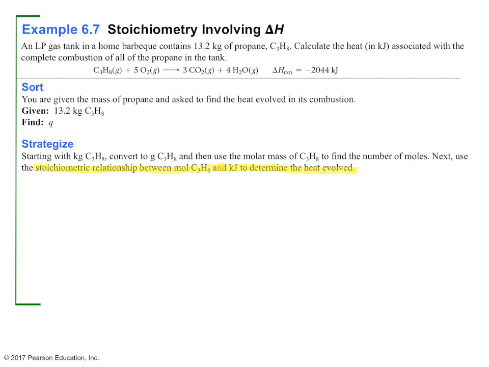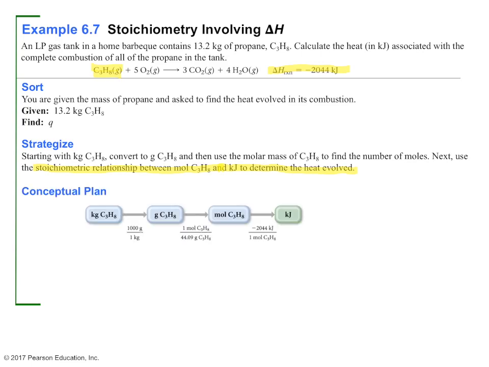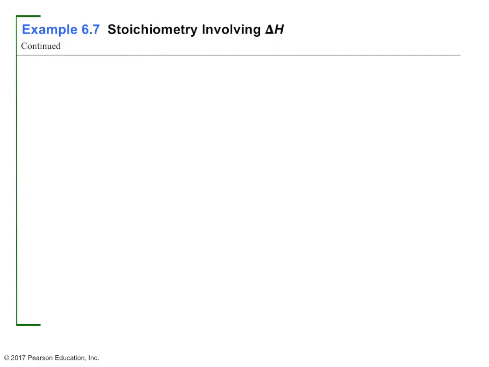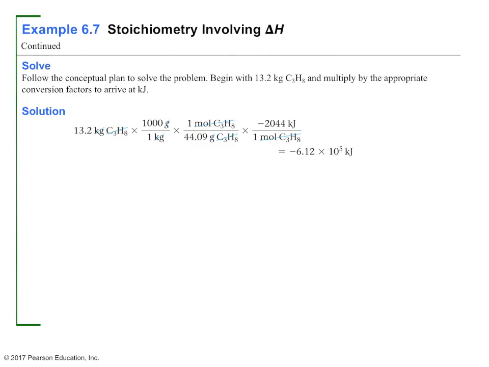This is a simple conversion equation. This is our conversion factor. We know that 1 mole of propane is going to have negative 2,044 kilojoules, so we can use that as a conversion factor. So kilograms to grams using 1,000 grams in a kilogram, grams to moles using propane's molar mass, and moles to kilojoules using that energy. Okay, so if you look here, that's exactly what they did.